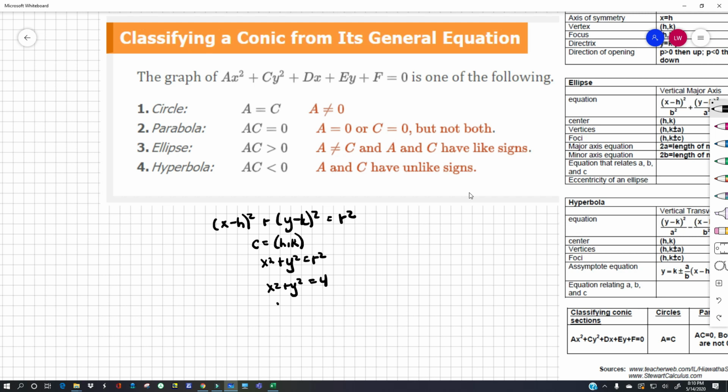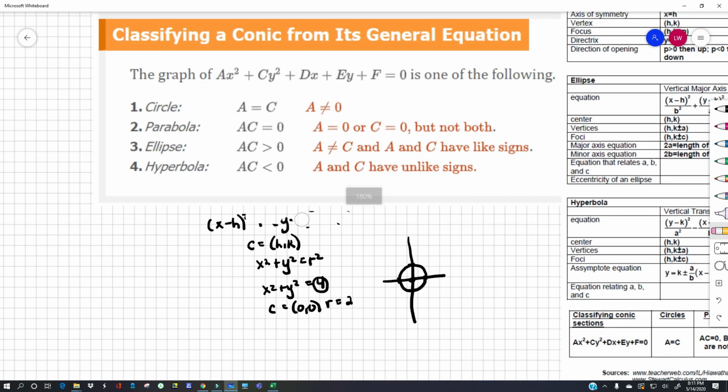Well, the center of the circle I know is (0, 0). The radius of this is the square root of this number, right? So it would be 2. And if I needed to graph it, just taking a trip down memory lane, my center would be here, and I'd go 2, 2, 2, 2, right? 2 units away from the center is the radius, and go like that, and there's the graph of your circle. Okay, so circles are conics, and they are part of this whole idea.